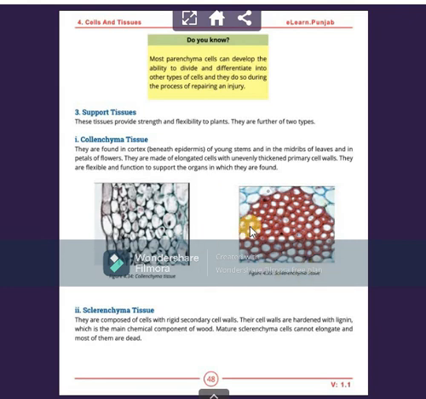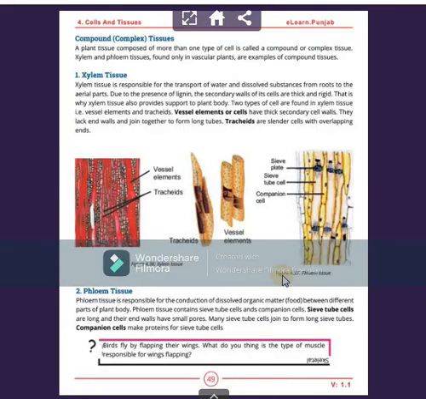The second one is sclerenchyma tissues. They have rigid secondary cell walls. Their cell walls are hardened with lignin, which is the main chemical component of wood. Because of this lignin, the wood is so hard. Mature sclerenchyma cells cannot elongate, and most of them are dead.